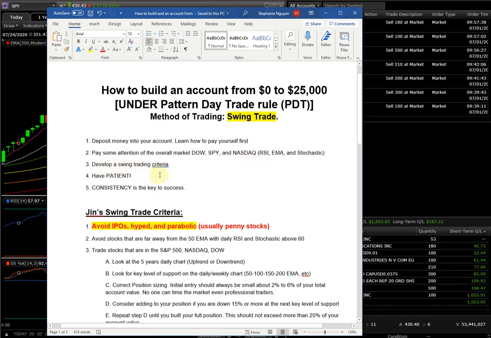Develop a swing trade criteria. Now, everybody is going to have different criteria for themselves. These are my criteria I want to share with you guys. If it helps, it helps. If it doesn't, I'm sorry.